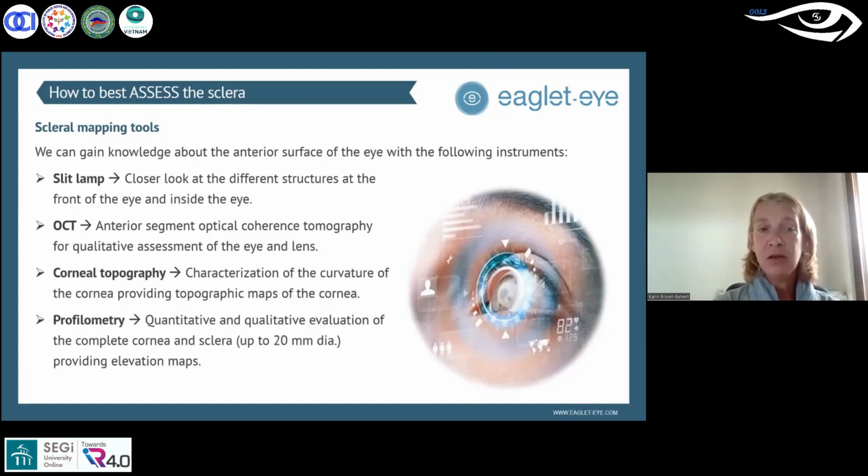Corneal topography, so characterizing the curvature of the cornea, providing topographic maps of the cornea. Profilometry would be quantitative and qualitative evaluation of the complete cornea. So scans up to 20 millimeters, providing elevation maps.